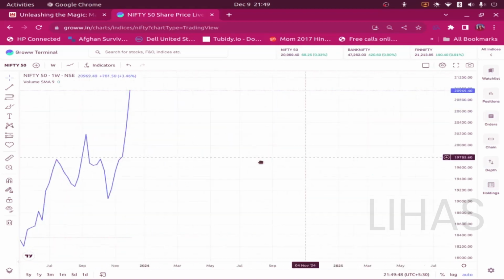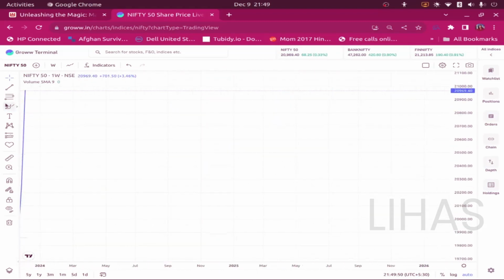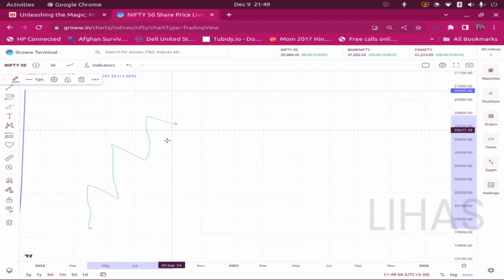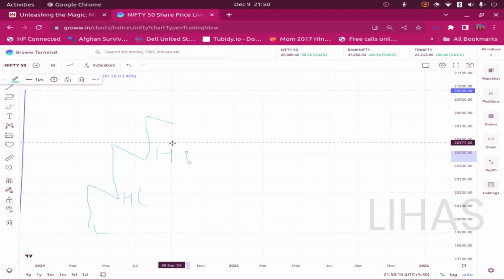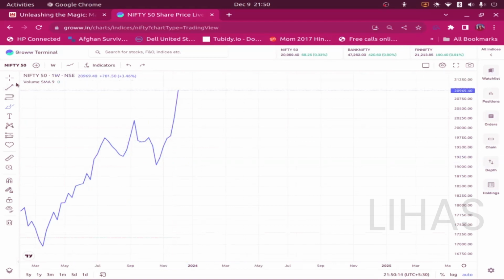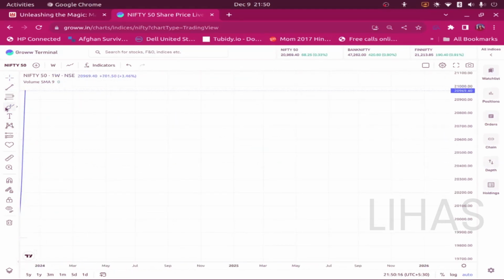Let me give you the explanation of a downtrend. As we have seen, the uptrend is where the price moves up, down, up, down, up, down, and it's creating a higher low. The first low was this, the second low was this, which is higher than this low, and the third one is this, which is higher than both of them. So this is how an uptrend moves. But in the case of a downtrend, it moves something like this.